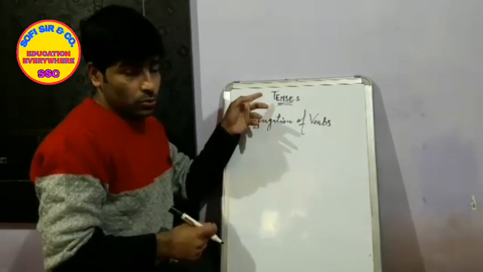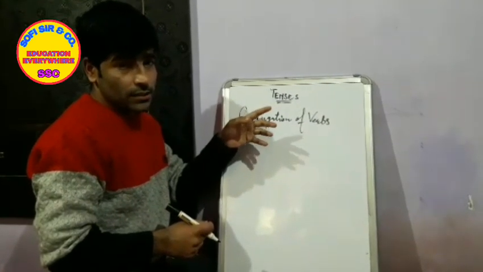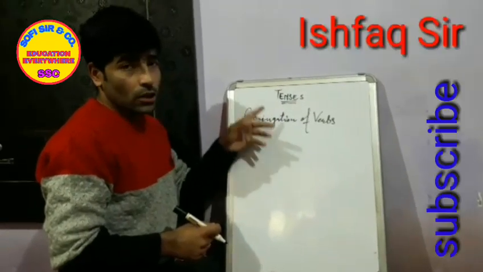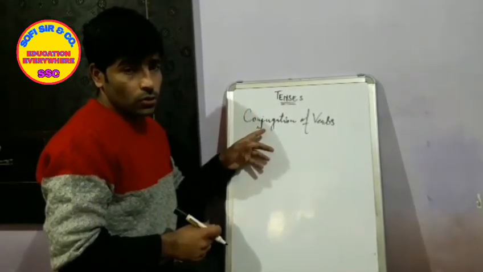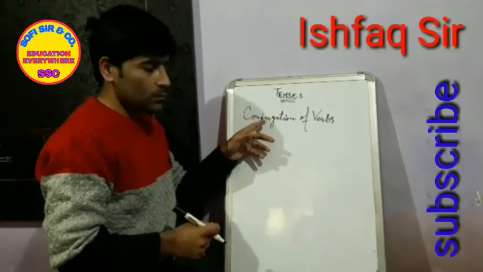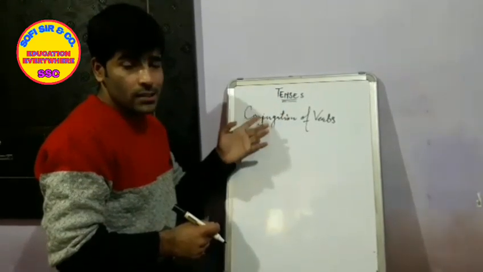It's not only related to tenses, but you cannot change even the voices and you cannot change the narration of a sentence without having proper knowledge of conjugations. So conjugation is a very important topic in English. That's why I have chosen this subtopic before going through the tenses. So what does conjugation mean?